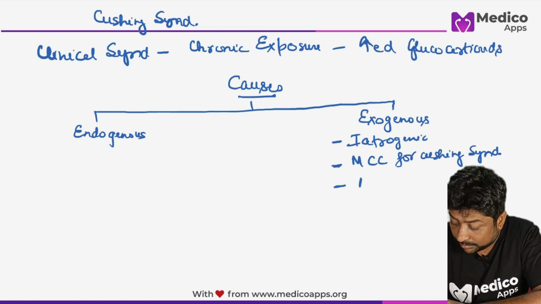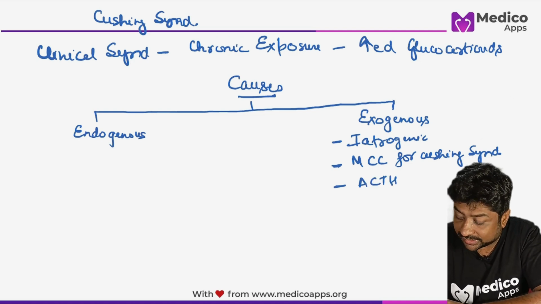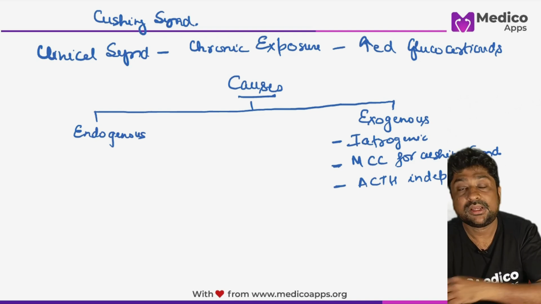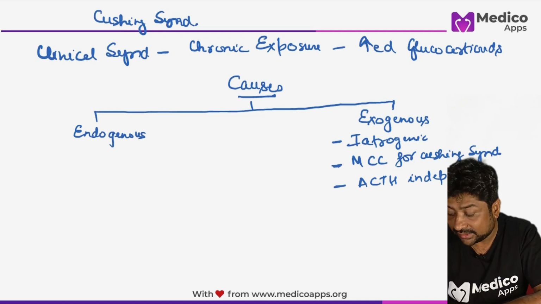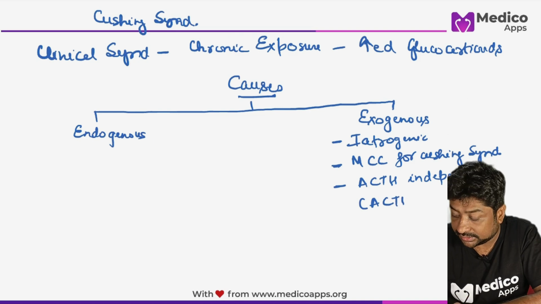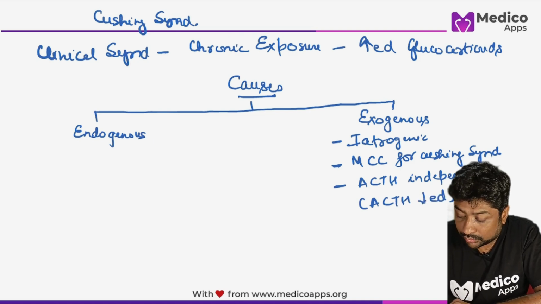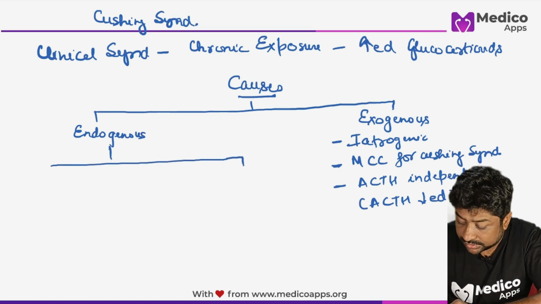One more important point I want to highlight is that they are all ACTH independent, which means they are not because of an increase in the ACTH level. In fact, in all ACTH independent conditions, the value of adrenocorticotropic hormone will be decreased. Okay, let's look at the endogenous causes.